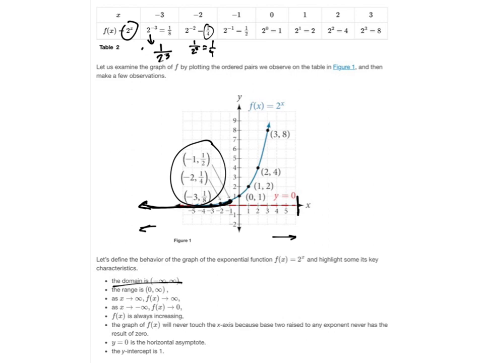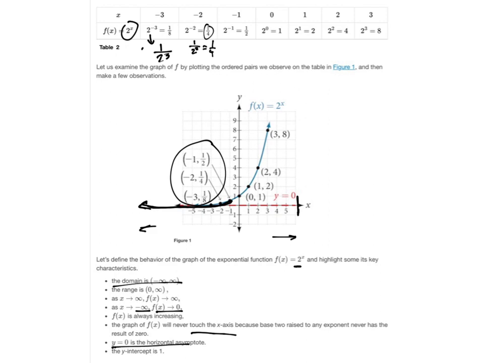As x approaches infinity, f of x approaches infinity. As x approaches negative infinity, f of x approaches 0. That's that asymptote. Okay. F of x is always increasing. That's because our B number here, 2, is greater than 1. As long as 2 is greater than 1, we're going to get bigger. That's growth. The graph of f of x will never touch the x-axis. We just talked about that. So y equals 0 is the horizontal asymptote.